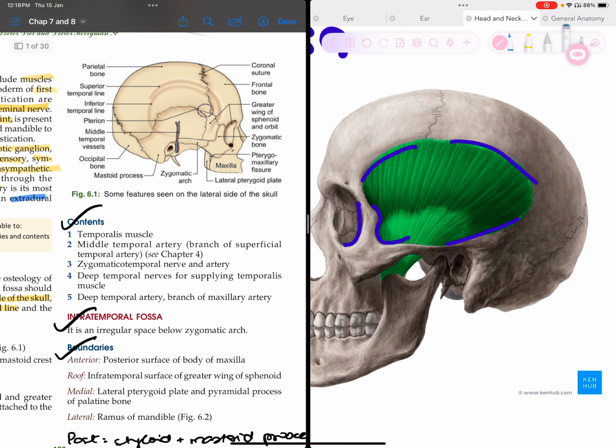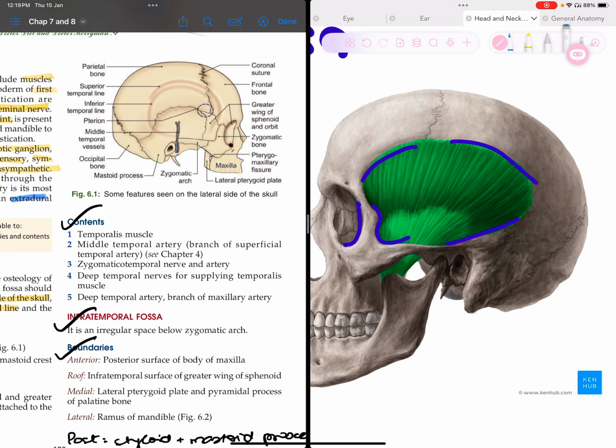Then you'll have the zygomaticotemporal nerve and artery. You'll have deep temporal nerves for supplying the temporalis muscle. You have the deep temporal artery, a branch of the maxillary artery. So you have deep temporal nerves and vessels. You'll have the zygomaticotemporal nerve, and you have the middle temporal artery.